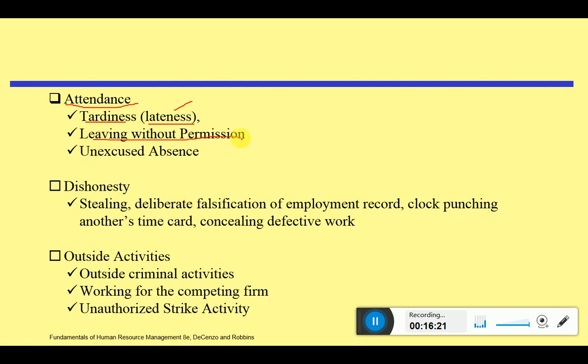Next is leaving without permission. There are two concepts here. For example, the employee does not come to the organization, or takes leave without permission or without an application. Second, the employee leaves the organization during work hours without permission from HR management. This also comes under disciplinary issues of attendance.